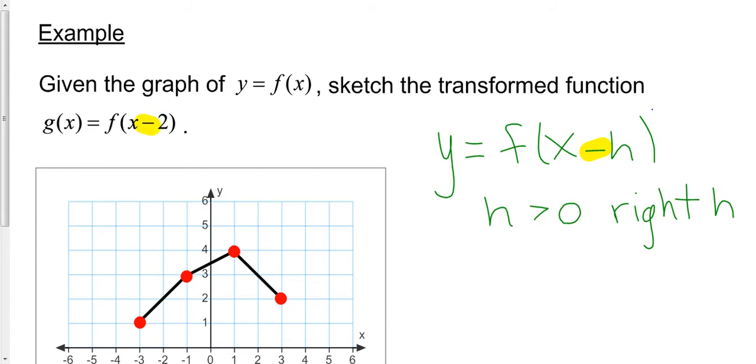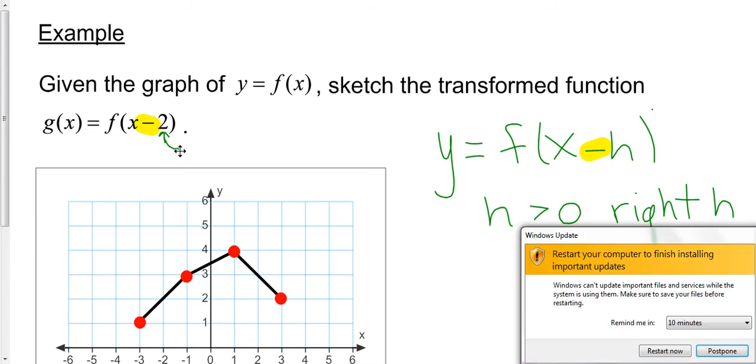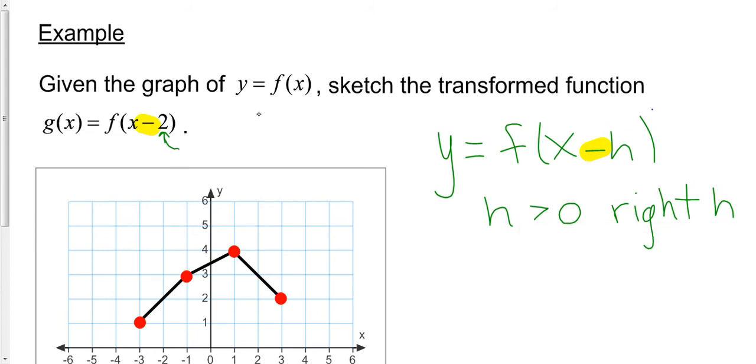That's great. That literally means that this number right here is h, and that number is actually positive 2. So our h here is positive 2, which means we're going to move to the right 2. So I take all my points here, and we're going to move each of those points to the right 2. And there is a graph of the transformed function g of x equals f of x minus 2.